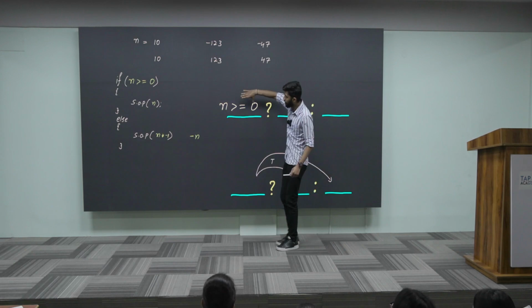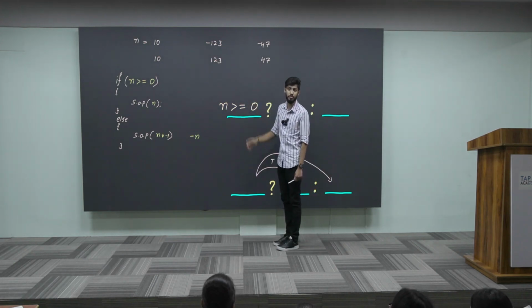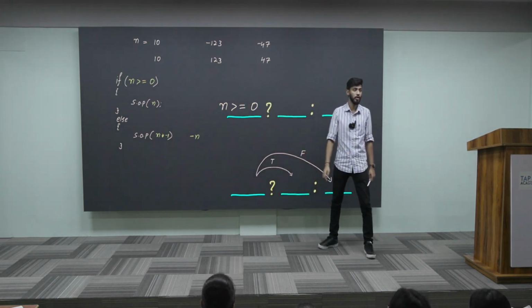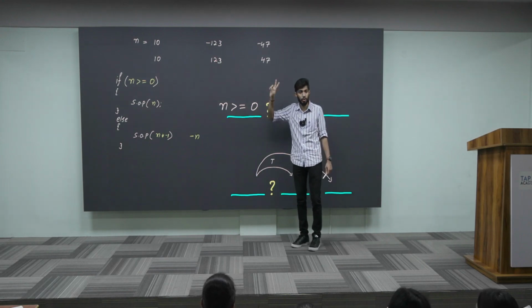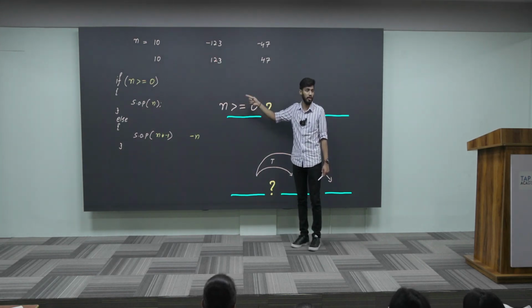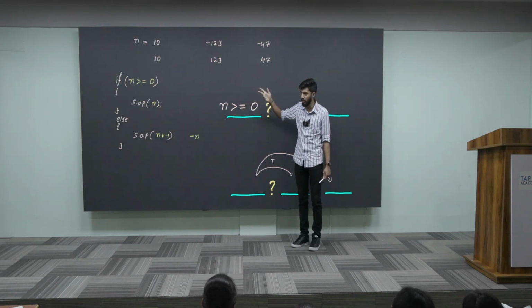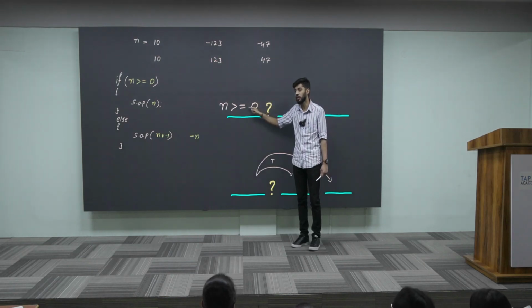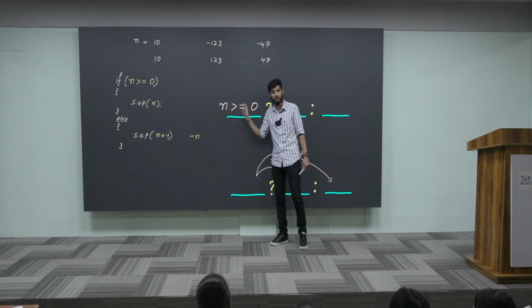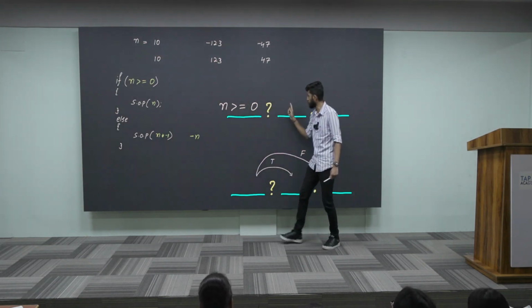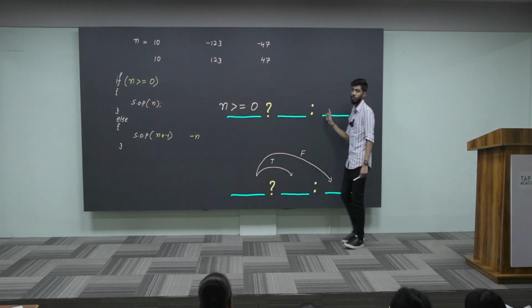The result of this will be of what type? Will the result of this be 1, 2, 3? Will the result of this be x, y, a, b like that? No. What will be the result of this? If n is a positive value, it will give me true. If n is a negative value, it will give me false. If it is true, this should execute. If it is false, this should execute.